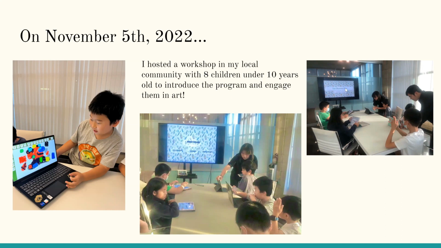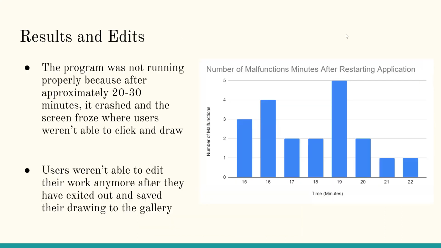So things that I learned from that workshop: after having multiple users on the app at the same time, I realized that there were some issues with the program. One of them was that it wasn't running properly after approximately 20 to 30 minutes, and the program would freeze and crash, and the users weren't able to click and draw anything. And also they weren't able to edit their work anymore after they exit out and save their drawing to the gallery. And so here's a little graph that I made of the data that I have.